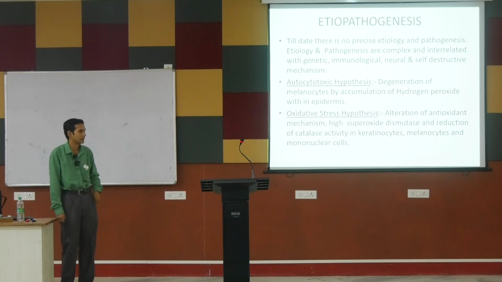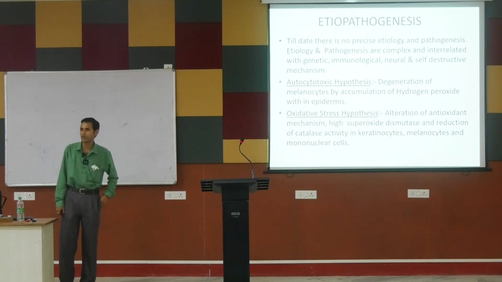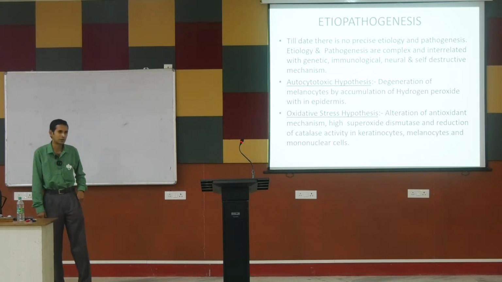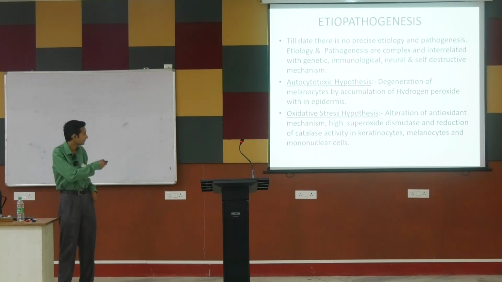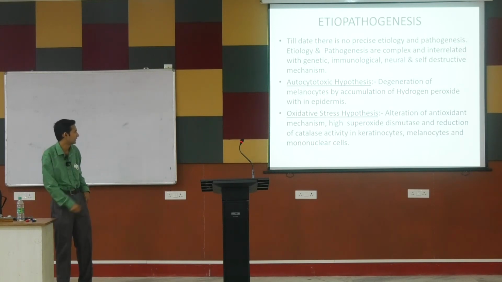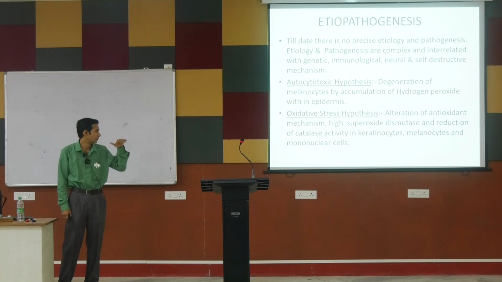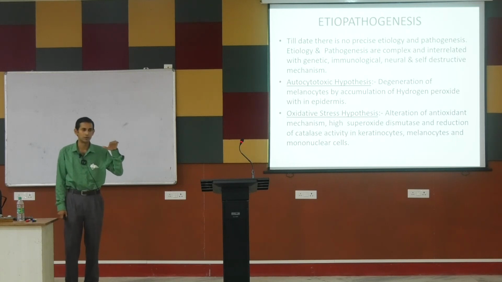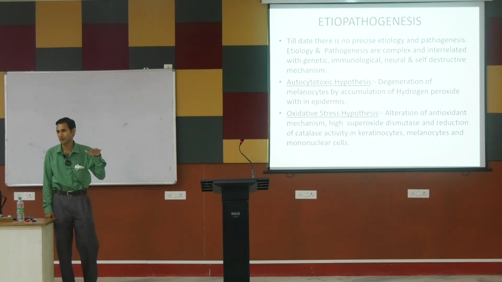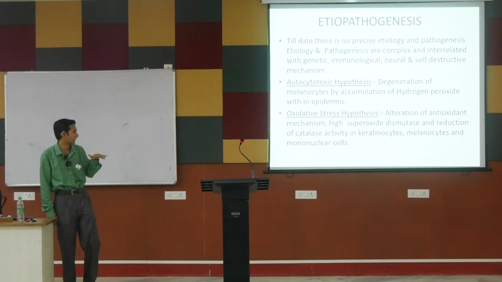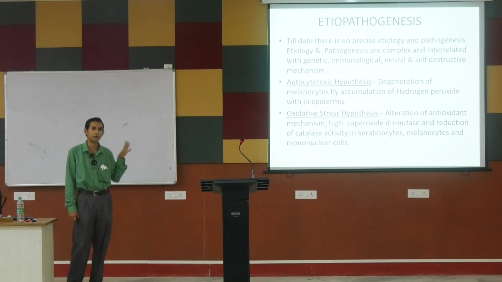First one is the autocytotoxic hypothesis. What is the autocytotoxic hypothesis? It means degeneration of the melanocyte due to accumulation of hydrogen peroxide within the epidermis. This hydrogen peroxide is very toxic to the epidermis and leads to the destruction of the melanocyte, leading to this type of depigmentation.